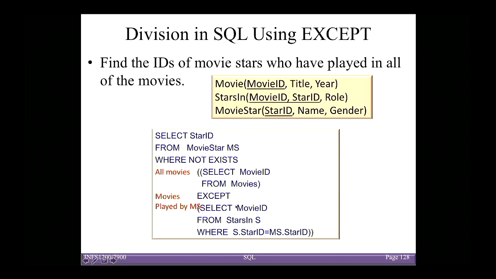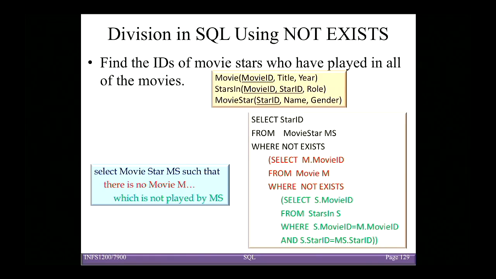Now, unfortunately, except is actually not implemented in MySQL. So this is great, but for your projects, you can't actually run this to do an all or a division query. So let's make it a bit more complicated. This is a double negation. You want to find IDs of movie stars who have played in all of the movies. Essentially, you want to select movie stars from MS such that there's no movie M which is not played by MS.